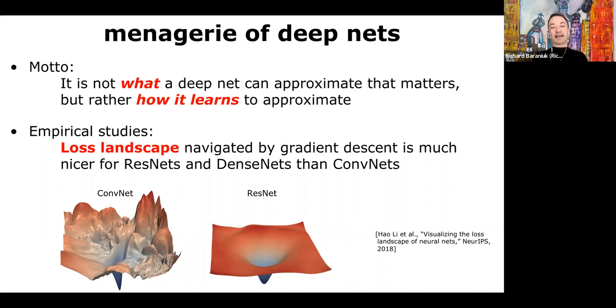Okay, but everything to date has been empirical, but it turns out that we can apply everything we just talked about to prove theorems about this. And the spoiler alert is that we're going to prove theorems saying ResNets are better than ConvNets.